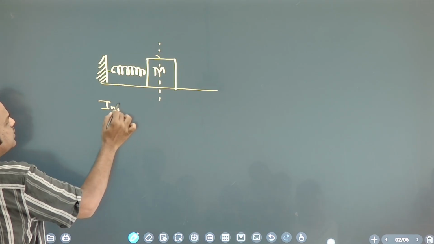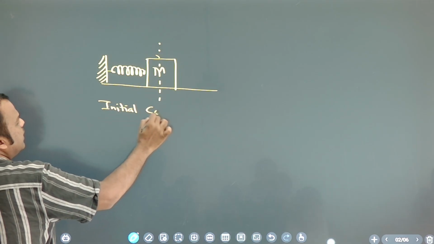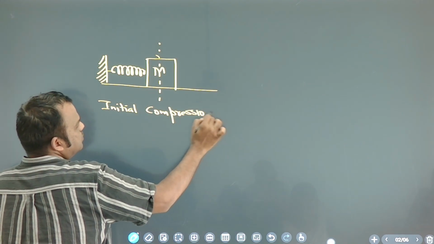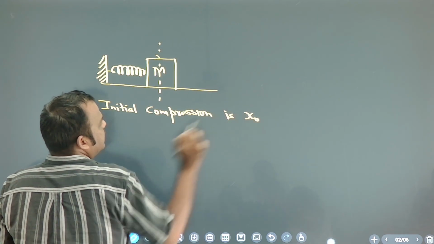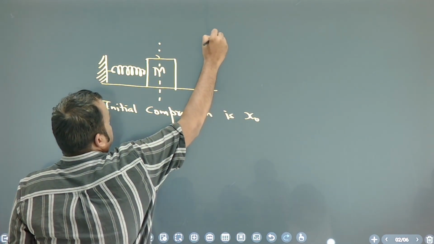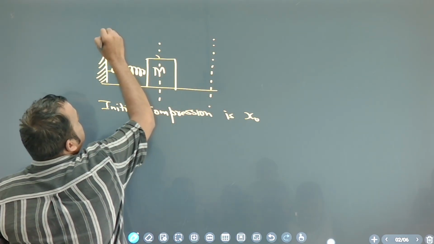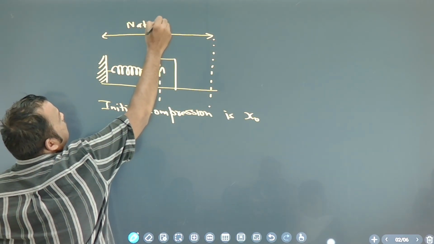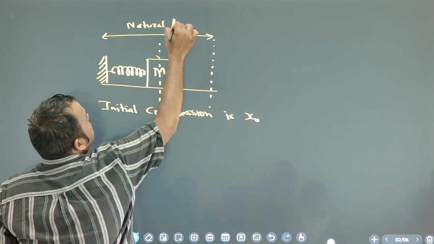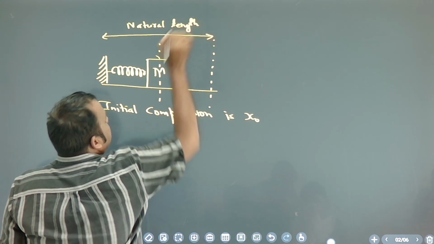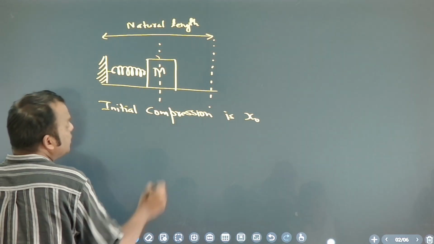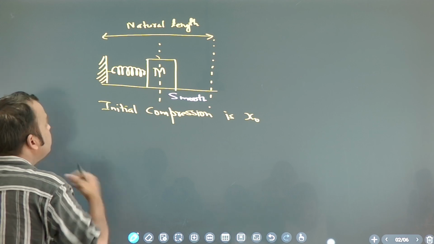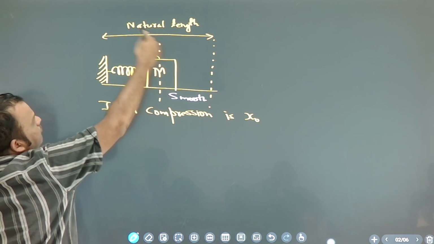Initial compression is X naught. Suppose this is the natural length. This is the natural length. And what type of surface? A smooth surface.